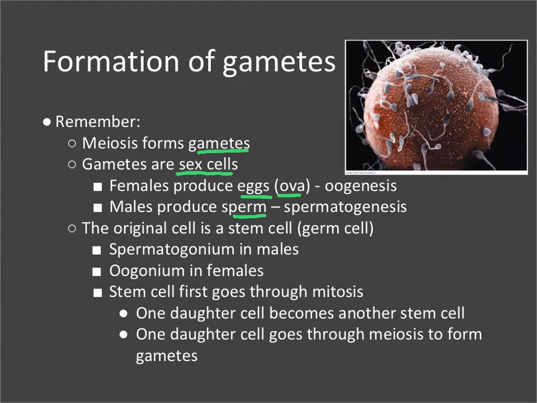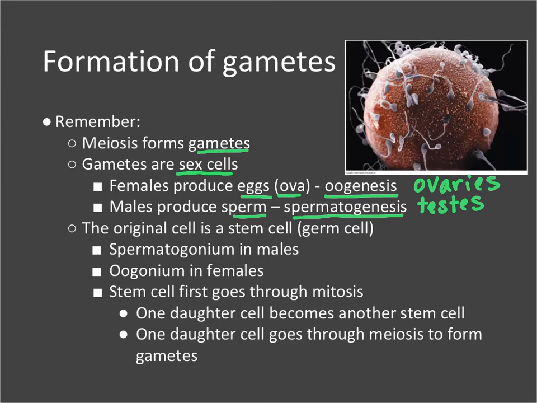Now, more specifically, meiosis in females is known as oogenesis. So oogenesis is meiosis that's happening in stem cells in females. And this is happening in the ovaries. And so the ovaries are the gonads of the female. In males, meiosis is called spermatogenesis, and it's occurring in the gonads, which are the testes.